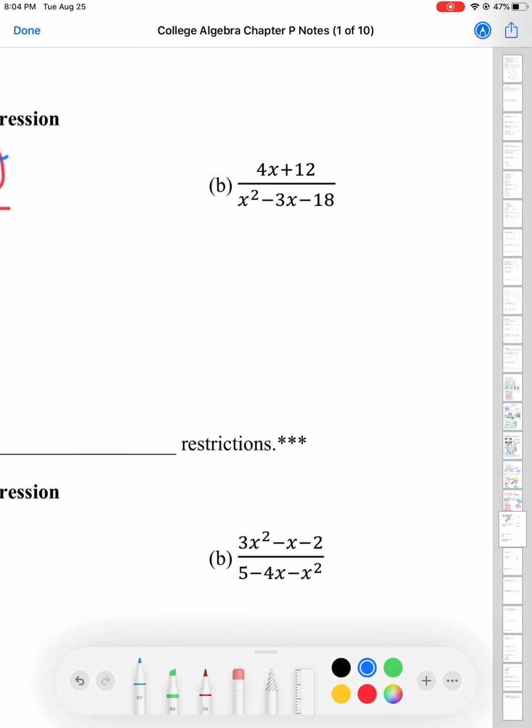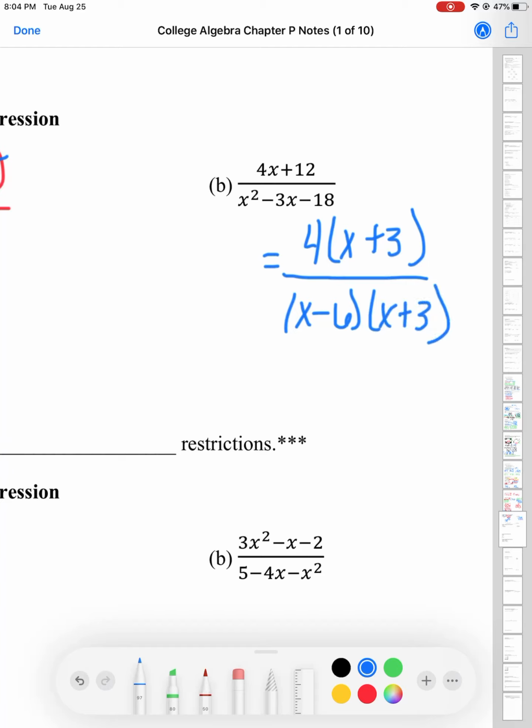So pause me and try B. But this is how B factors: 4 times x plus 3 over x minus 6 times x plus 3. Our restrictions are x cannot be 6 and x cannot be -3.